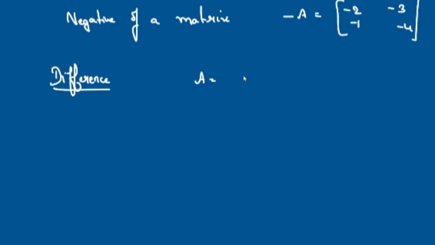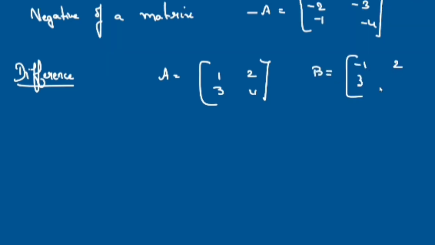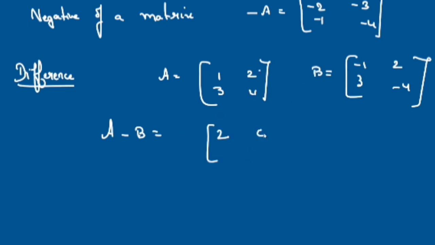Or you just subtract. Suppose you take A as 1, 2, 3, 4 and matrix B as minus 1, 2, 3, minus 4. How do you find A minus B? You have to find the negative of this matrix, then you have to add. So 1 minus of minus 1 will give you 2. 2 minus 2 is 0. 3 minus 3 is 0. 4 plus 4, 8. 4 minus of, negative of this number. So that is the difference of two matrices.